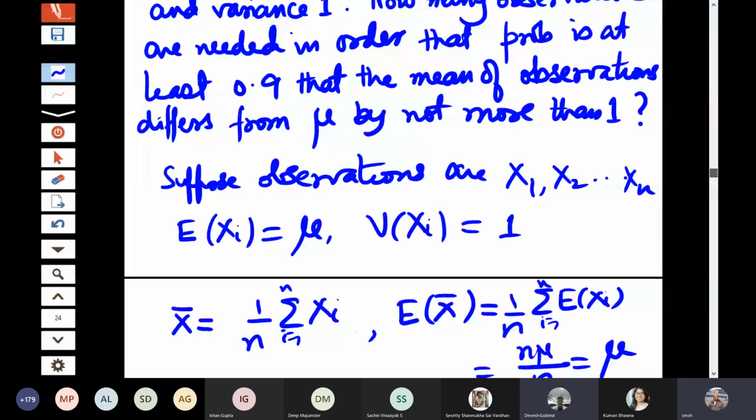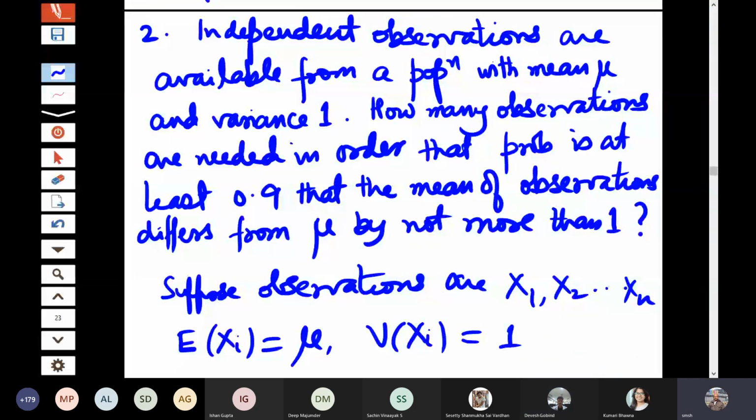So the question is that we have a population with mean mu and variance 1, and we are taking observations from there. Let us call the observations x1, x2, up to xn. The mean of the observations should not differ from mu by more than 1. That means mod of x bar minus mu less than 1. We want this probability to be at least 0.9. So what should be the minimum value of n? That is the question being asked.